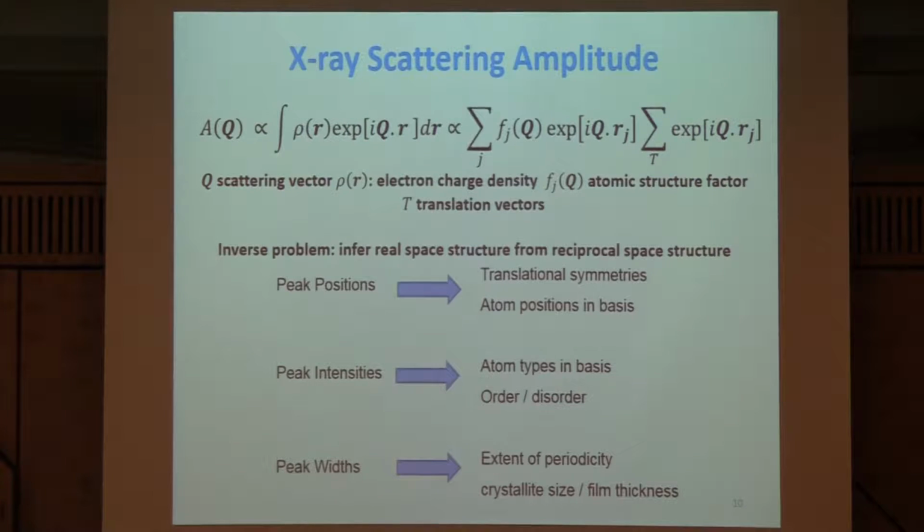So from that, you can look at peak positions. That will give you the translational symmetries and tell you what the atoms are in the basis. The peak intensities, the modulation of the intensities, will tell you about the types of atoms in the basis. If you've got dissimilar atoms in there, which normally you would have, it will tell you about order and disorder. If you have something like gallium manganese arsenide, where you're randomly substituting manganese for gallium, it will tell you about the degree of disorder in there to an extent. Peak widths will tell you about the extent of periodicity, the size of your crystallites or the mosaic crystals in a film. It will also depend on the width of the film.